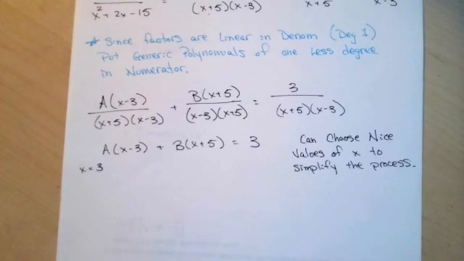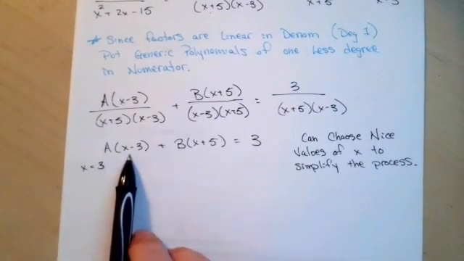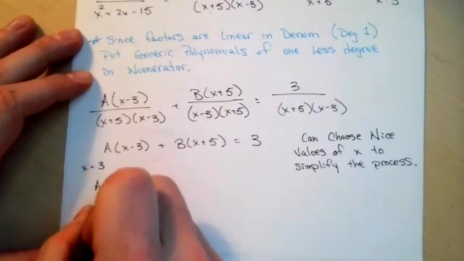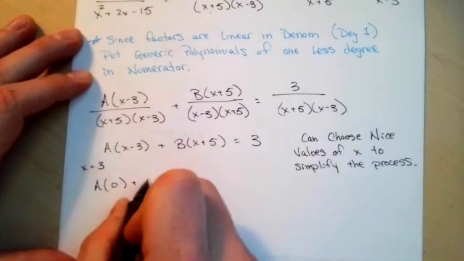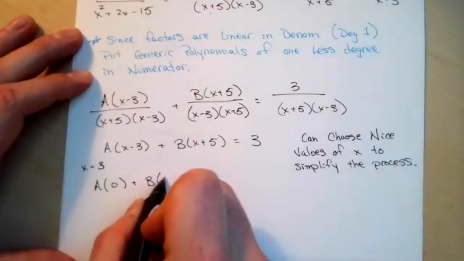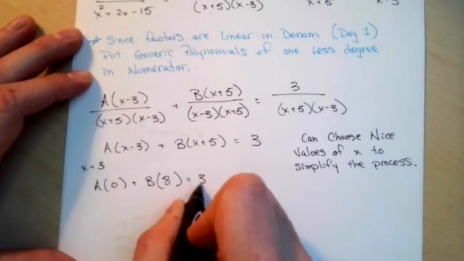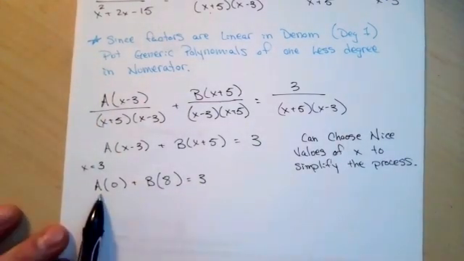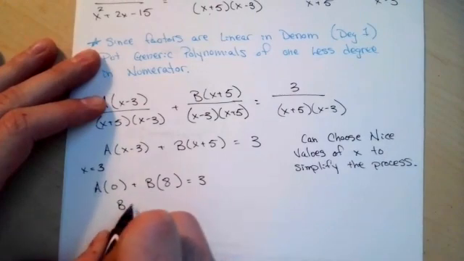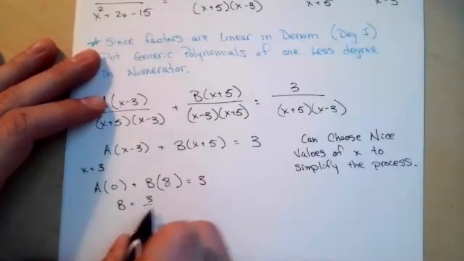Why am I choosing x equals 3? What's going to happen to this term? That means our equality is going to hold when x is 3, and when x is 3, we will get this statement. Our a term drops out, and we get 8 times b is 3. So b is equal to 3/8.